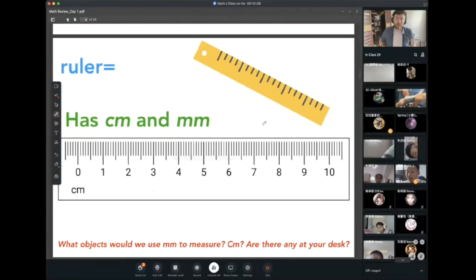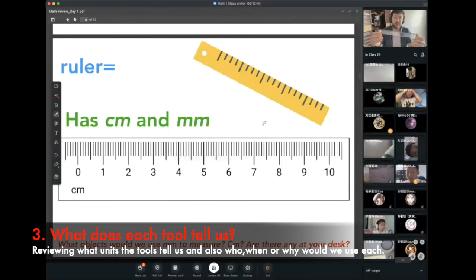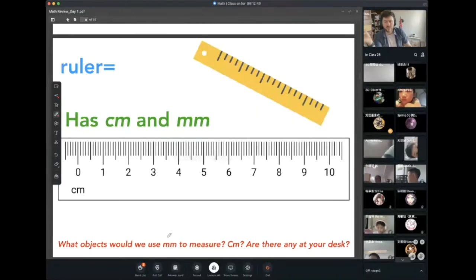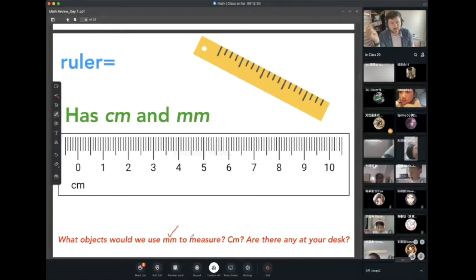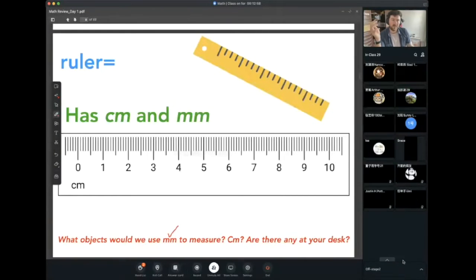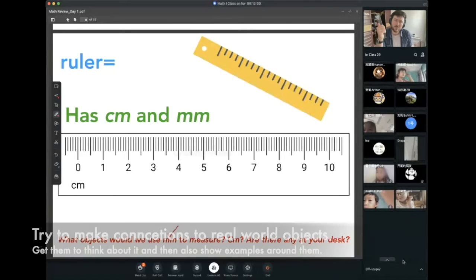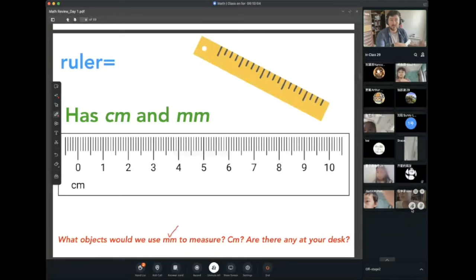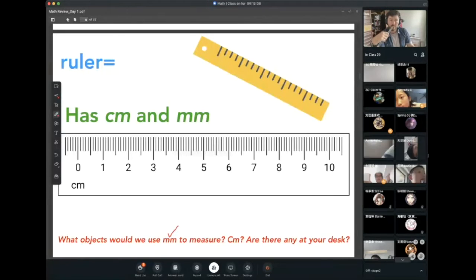So our ruler has cm and mm on it. Mine does at least. A centimeter and a millimeter. Now I'm going to ask you, what kind of things would we use for millimeters when we measure? What kind of things will we measure if we are using millimeters? Are they going to be small things? Or are they going to be big things, medium size? Amy?